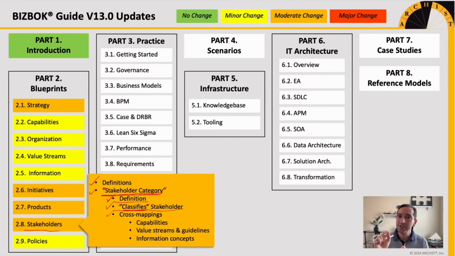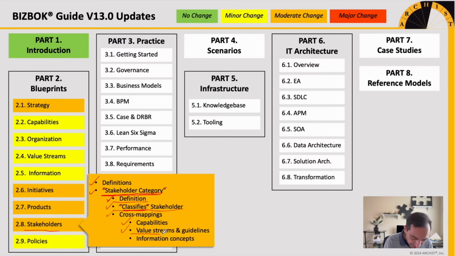So for each category of a stakeholder, we have a corresponding capability in our capability map. When we have human resource as a category of a stakeholder, we have human resource management in our capability map. Where we have partner as a stakeholder category, we have partner management in our capability map. Where we have customer as a stakeholder category, we have customer management as a capability in our capability map. And so that's the cross mapping to the capabilities.